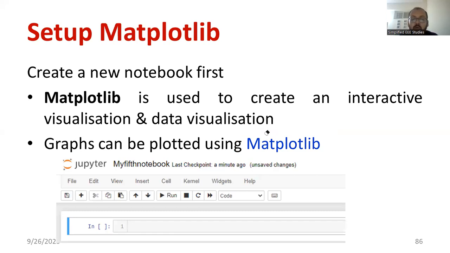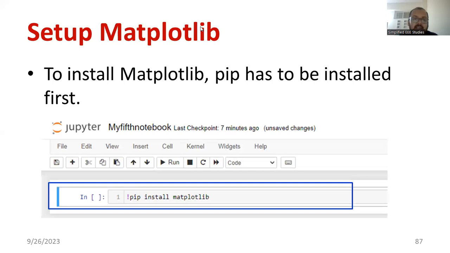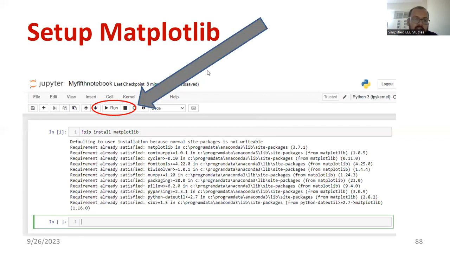How to install and run it first? First of all, you need to install. What is the installation procedure? Exclamation mark, pip install matplotlib. Please take care of the spelling; it's very important. Later you can click the run button or Shift plus Enter; both are okay. Moving further, you get a message regarding the installation. Please verify whether you are getting it. Once you get it, that means installation is completed successfully.